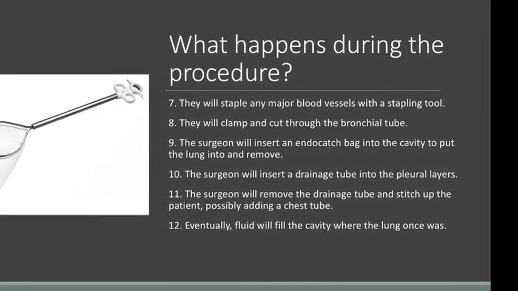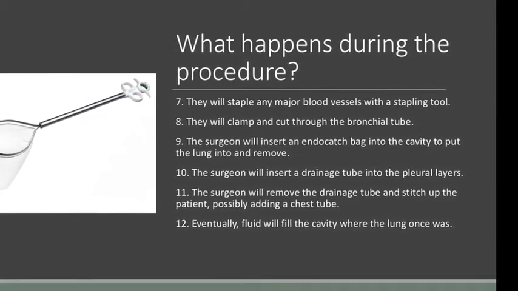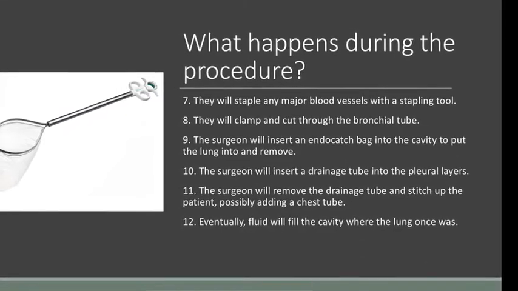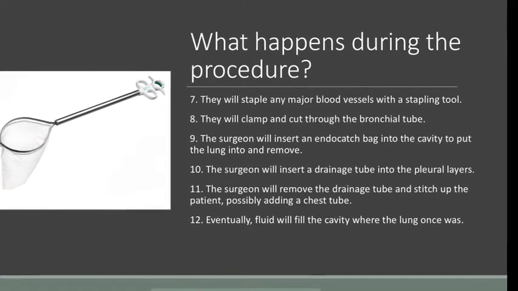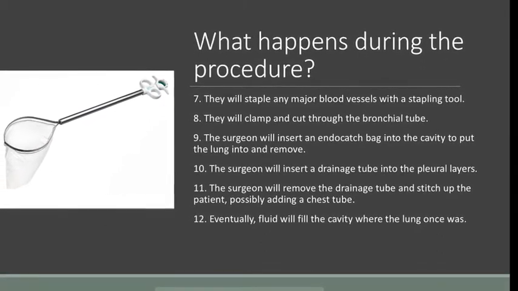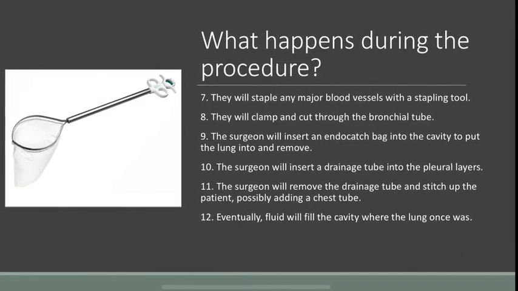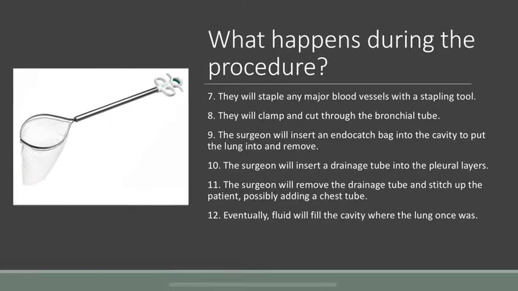10, they will then insert an endocatch bag into the cavity, in which they put the lung and the end of the bronchial tube to try and make the removal easier. 11, the surgeon will take the bag out and insert the drainage tube between the pleural layers to drain any fluid and/or air that was in the pleural cavity that was operated on. 12, ending the surgery, the surgeon will stitch up the incision they made to remove the lung.